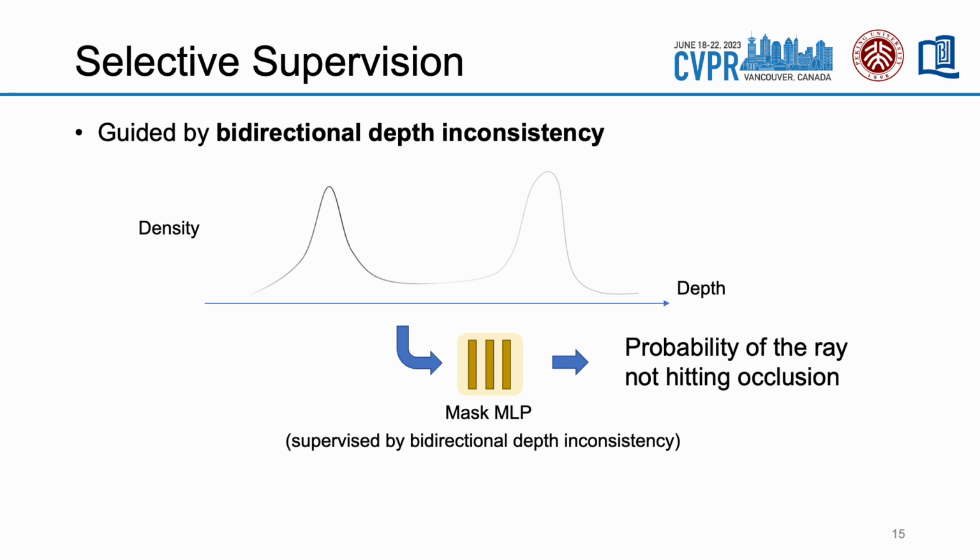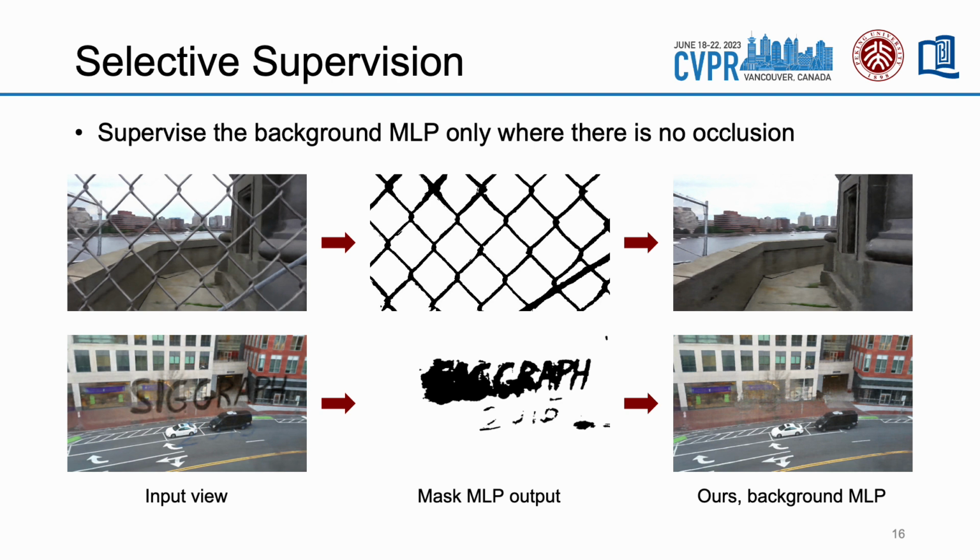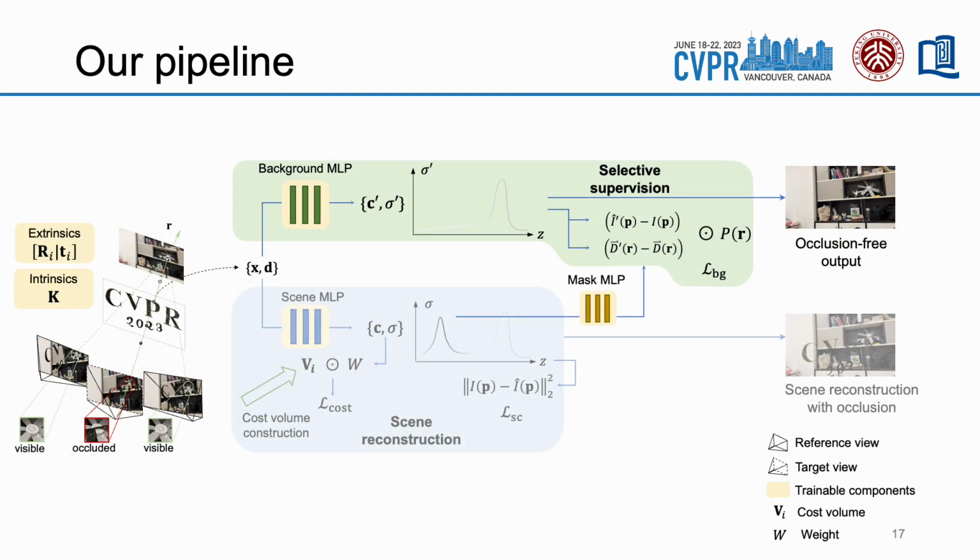We then use a mask MLP to learn the probability of the ray not hitting any occlusion, and supervise its training by bidirectional depth inconsistency. Binarization is applied to the output probability, and only the region without occlusion is used for supervision. Take the two scenes here as an example. The areas corresponding to fences and scribbles are not used for supervising the background MLP. And the occlusions are indeed removed in the background MLP, since it has not seen any occlusion during training. And this is the whole pipeline. Through the two steps, we can obtain an occlusion-free scene representation.